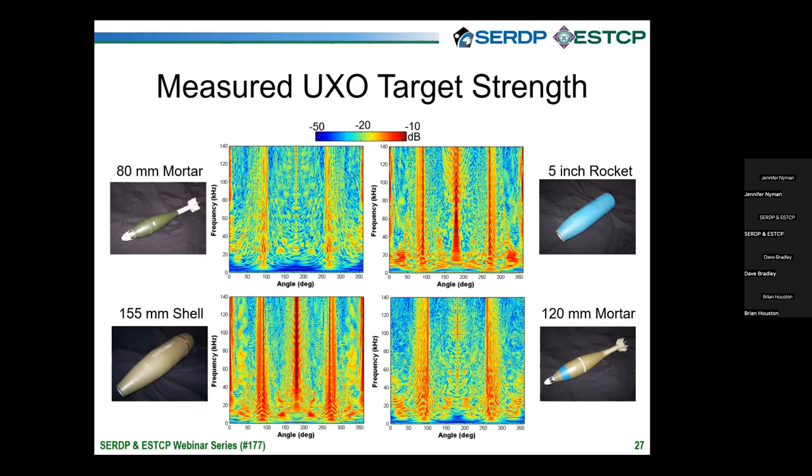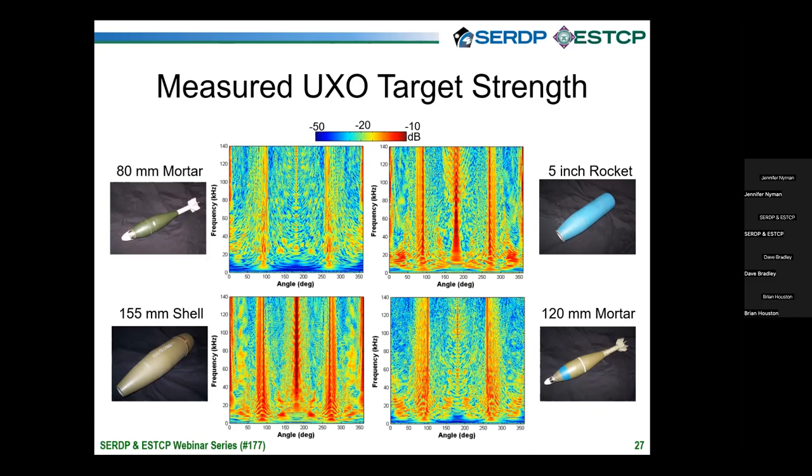Now, in each one of these, what's expressed is the amplitude scattering cross section and target strength from 0 to 360 degrees. So the item is fully rotated in plane to take that measurement. The vertical axis goes up to 140 kilohertz. So it's a broad range of frequency measurements that are captured here for each one of those items.